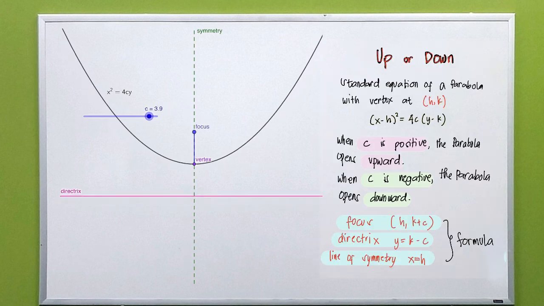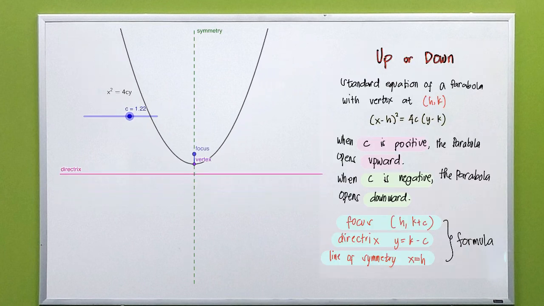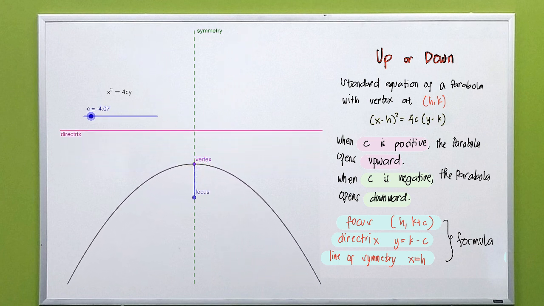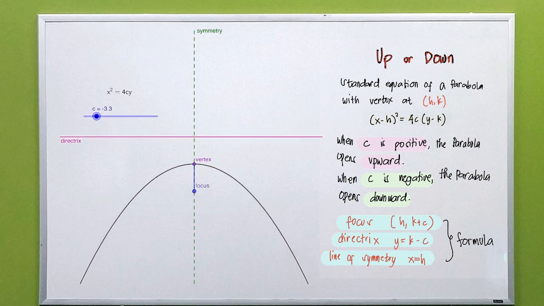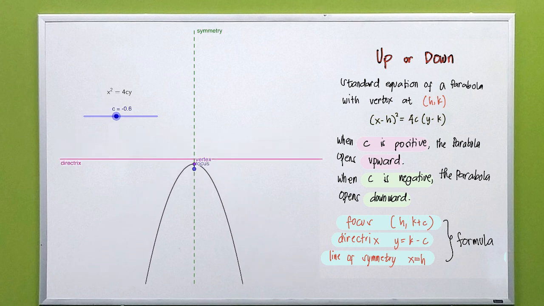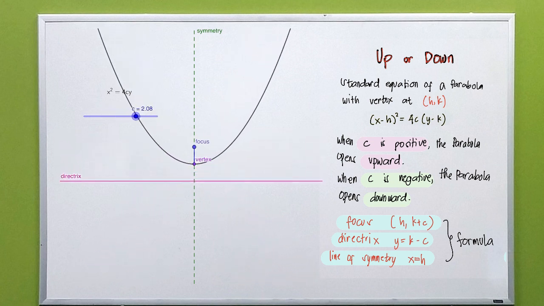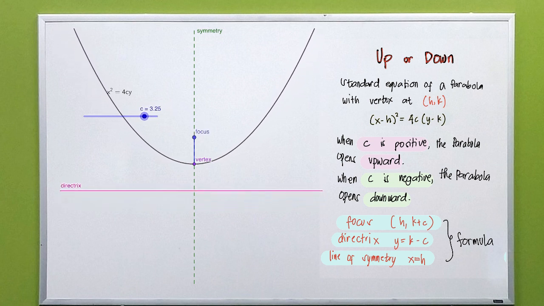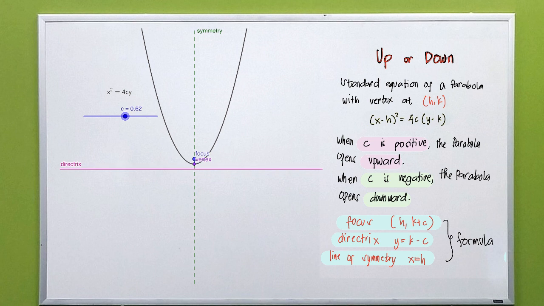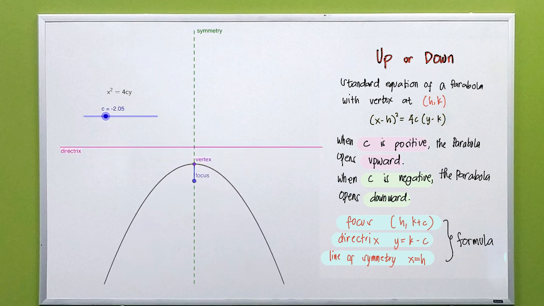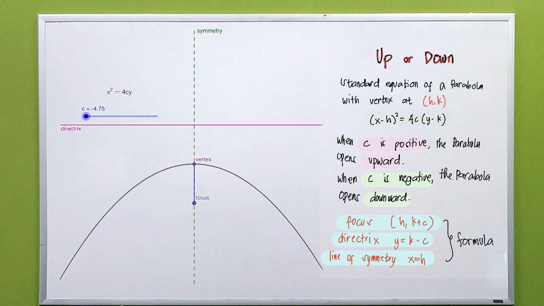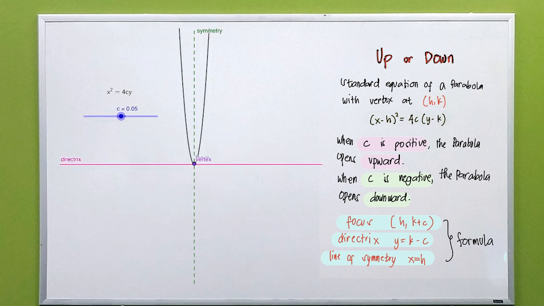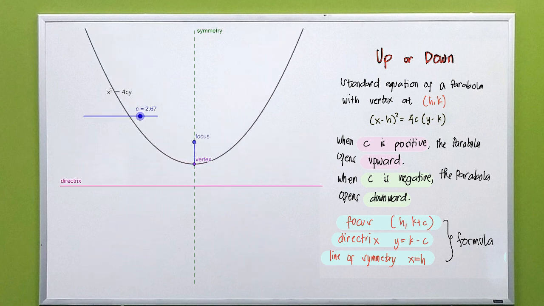When the parabola opens upward or downward and the vertex is not at the origin, or (h, k), the equation is the quantity of x minus h squared equals 4c times the quantity of y minus k. When c is positive, the parabola opens upward. When c is negative, the parabola opens downward. And we use the following formula to obtain the focus, directrix, and the line of symmetry.